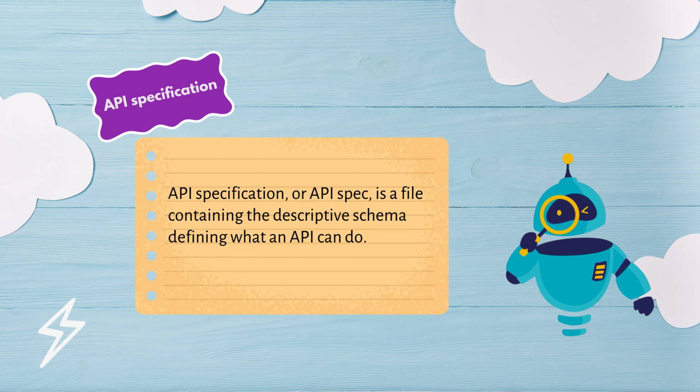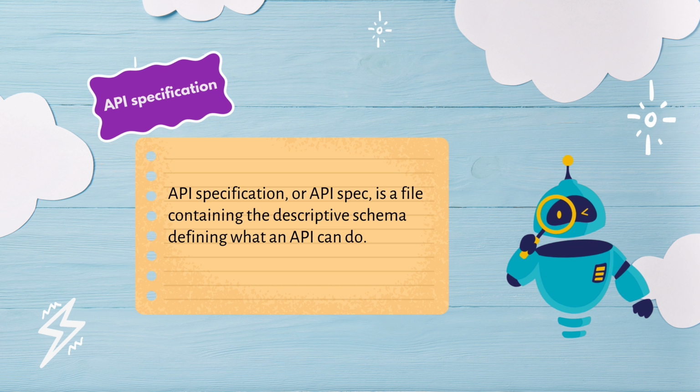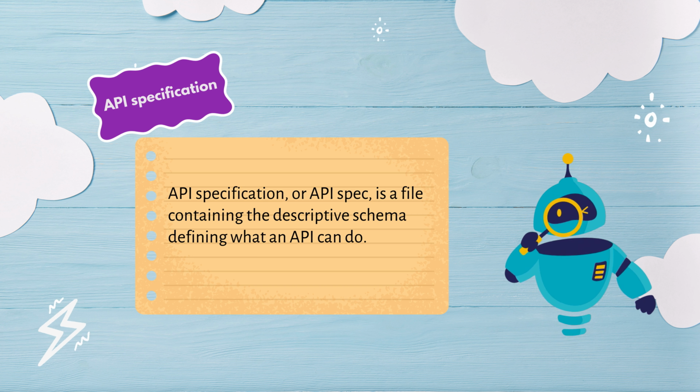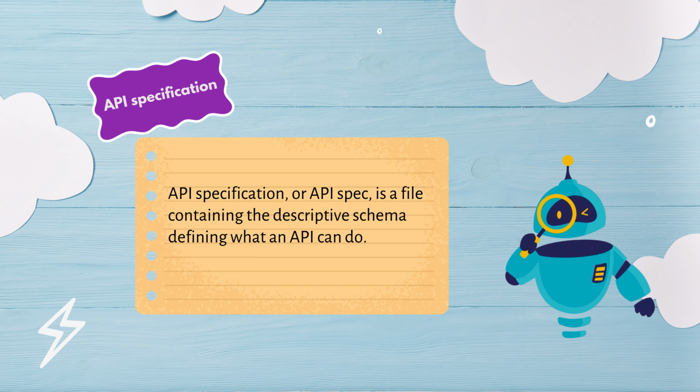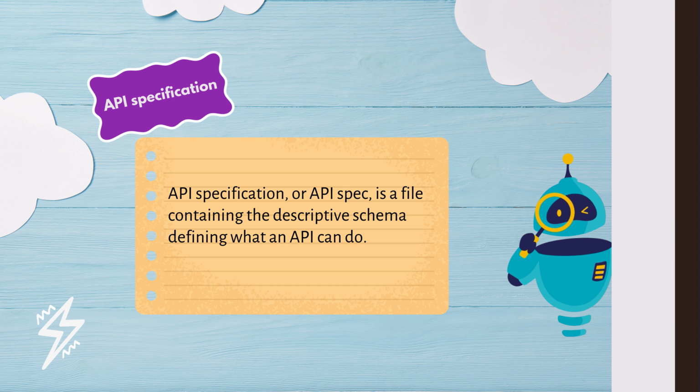API specification, or API spec, is a file containing the descriptive schema defining what an API can do. External services adheres to a JSON-based open API specification format. It defines naming, order, and contents of objects, ensuring clear interactions with a REST API.